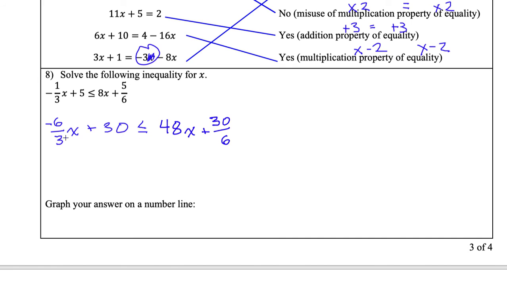So I can say, okay, I know what negative 6 divided by 3 is. Negative 6 divided by 3, you can shout this one out, is... Negative 2. Careful. Negative 2. You're good. It's okay, it's okay. Okay, plus 30, less than or equal to.